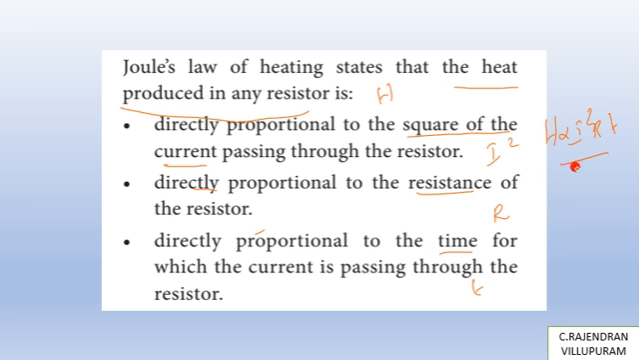So this is Joule's law. That means if any current flows through the circuit, the heat produced across the circuit is directly proportional to the square of the current, directly proportional to the resistance of the coil, and directly proportional to the time of passage of current. So this is Joule's law. Right?